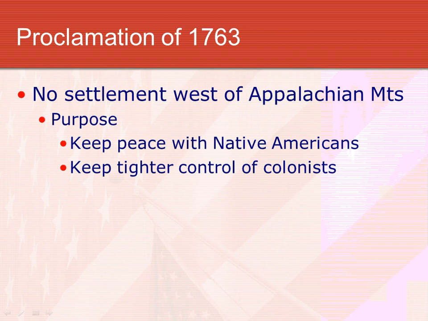So, Proclamation 1763. Western border of the colonies set at the Appalachians. Prevent conflict with the Native Americans. Control the colonists. So far, so good. Pretty straightforward. Keep in mind, I am dumbing this down quite a bit. Okay. The debt.